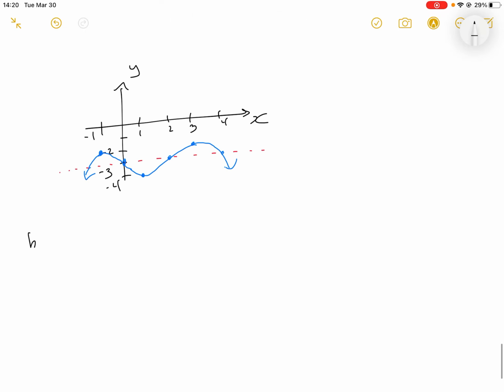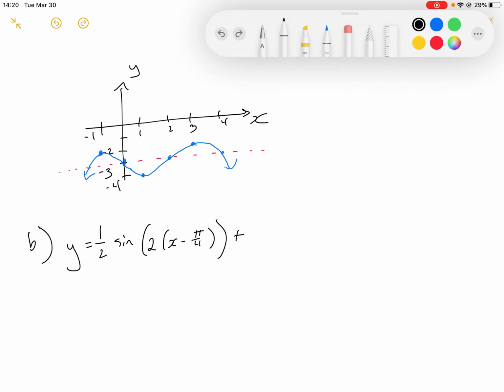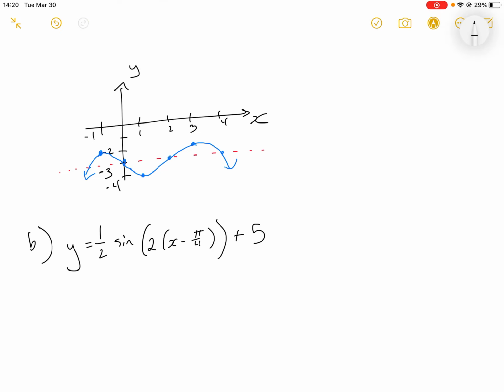Okay, let's go ahead and try another one. So let's do y equals 1/2 sine of 2, and then it's going to be x minus pi over 4, and then let's go with plus 3. No, I already did a 3. Let's go plus 5. Okay.